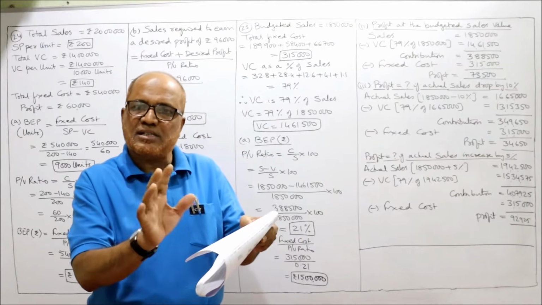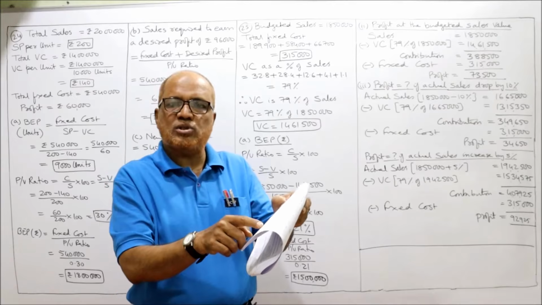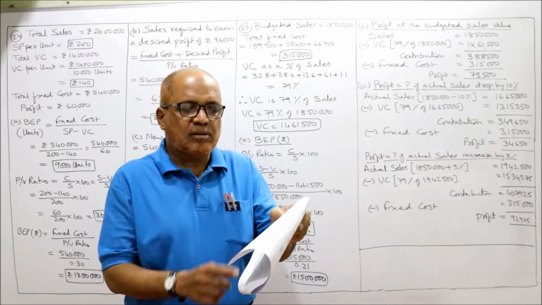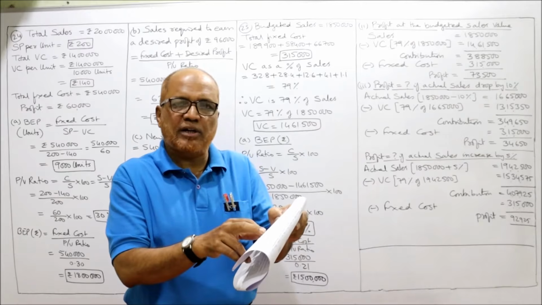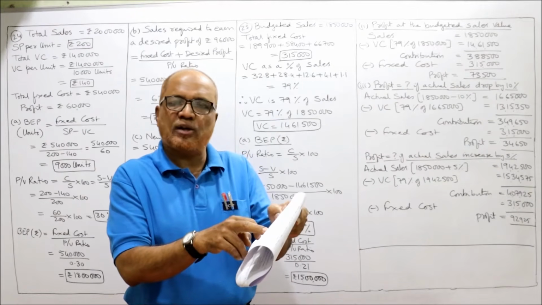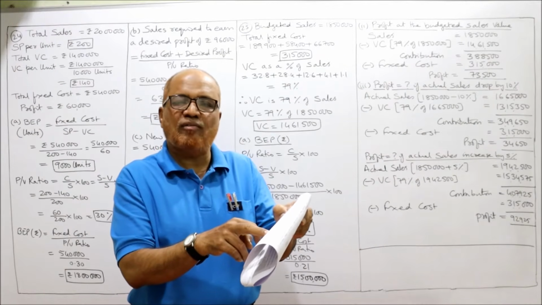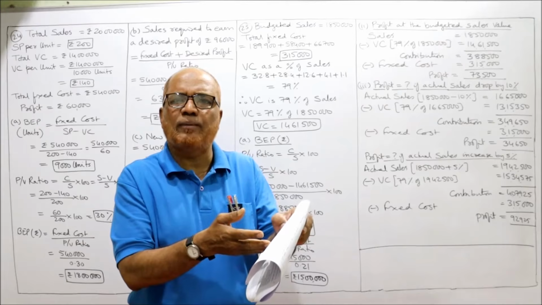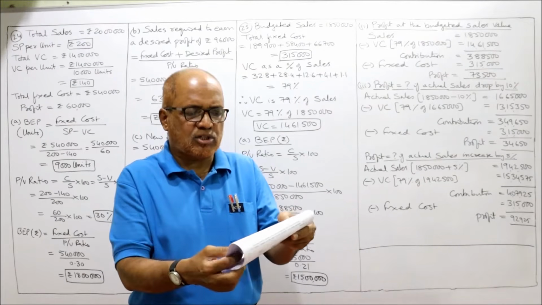So we don't require them separately. We want the total fixed overhead. We add up the three amounts and we'll get the total fixed cost. Similarly, percentages are given separately. Direct material is 32.8%, direct labor is 28.4%, factory overhead 12.6%, distribution 4.1%, administration 1.1%. We don't require them individually. We want the total percentage.